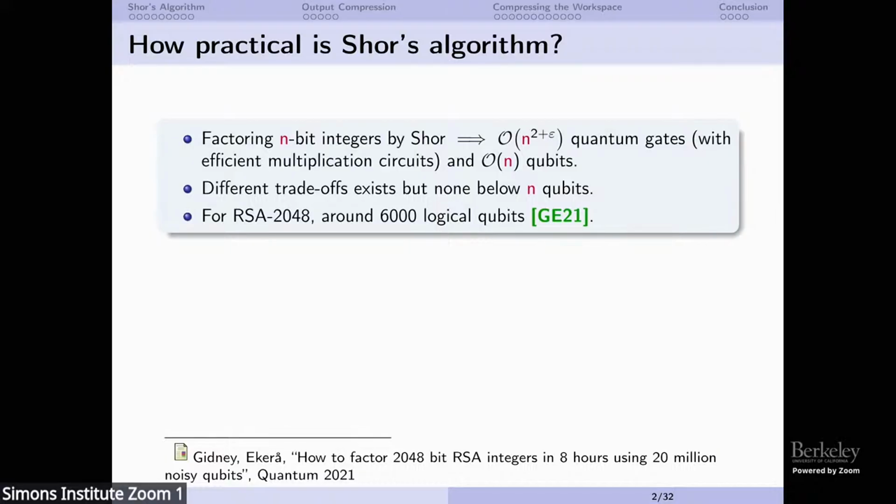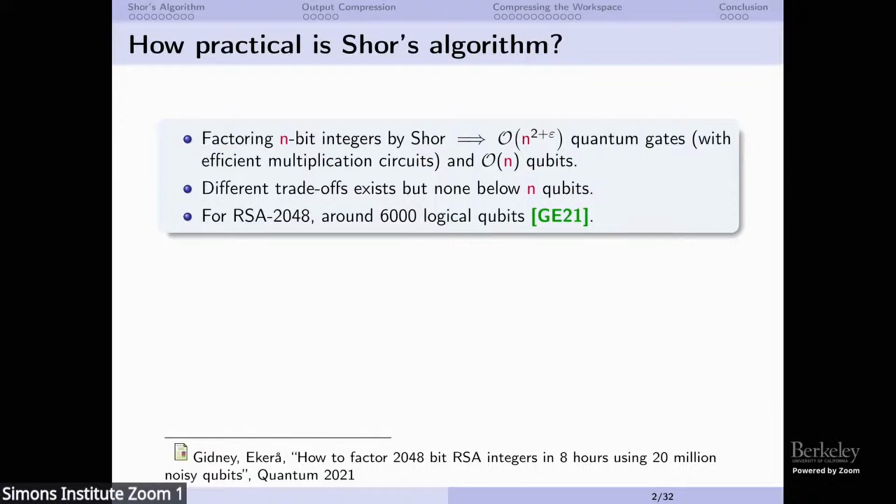Previous estimates and estimates on gate counts that we can compare to are basically, we know that the gate complexity is going to be around n to the 2 plus some epsilon if you use very efficient multiplication circuits. And concerning memory, there are different trade-offs. The previous paper by Gidney and Ekerå, who did numbers on how to factor RSA moduli of 2048 bits, reached something like 6,000 logical qubits.